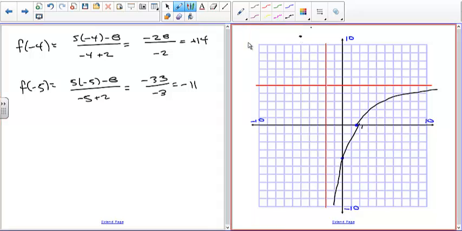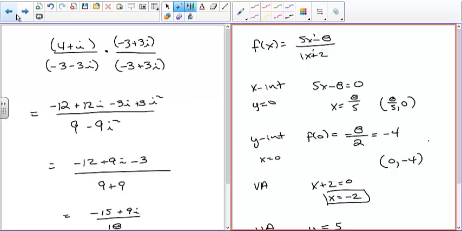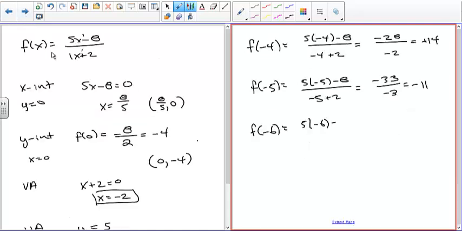So you can see it's, I think it's got to come down here at some point. Let's try f of -6. Again, I'm going to tell you what this is. I'm just trying to show that it does actually come down. Make sure I'm doing the right equation here. 5x minus 8. Yeah. Okay. So minus 8 over -6 plus 2. So you get -38 over -4, which is going to be -9.5.